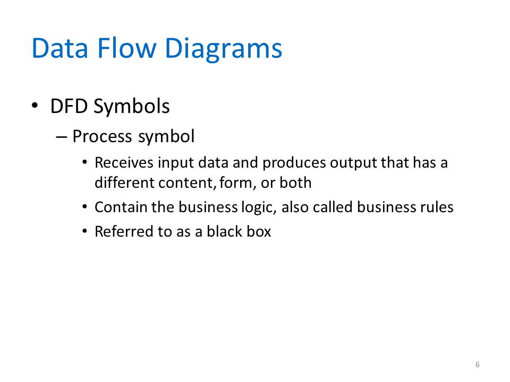A process symbol receives input data and produces output that has a different content, form, or both. Processes contain the business logic, also called business rules, that transform that data and produce those required results. The symbol for a process is a rectangle with rounded corners. The name of the process appears inside the rectangle. The process name identifies a specific function and consists of a verb and an adjective if necessary, followed by a singular noun. For example, some processes are apply rent payment, calculate commission, assign final grade, verify order, fill order.